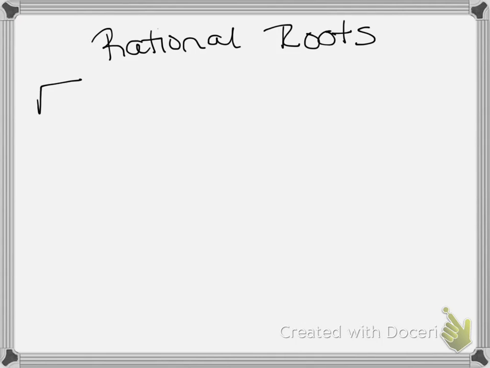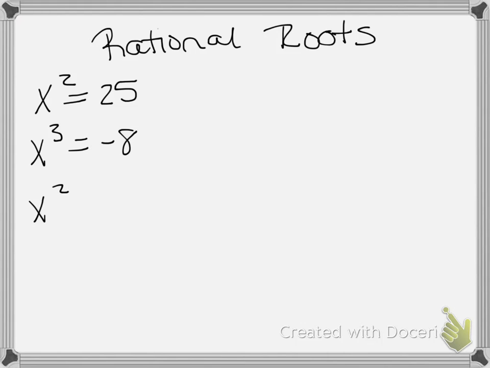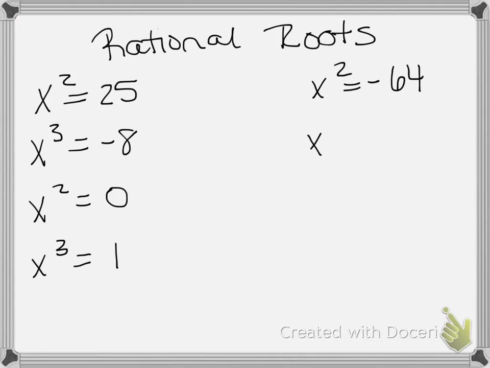Sorry about that. x squared equals 25. Maybe x cubed equals negative 8. x squared equals 0. x cubed equals 1. Let's say x squared equals negative 64. x cubed equals 27. Let's do one more. x cubed equals negative 1. Okay, so there's a couple ways to think about these.